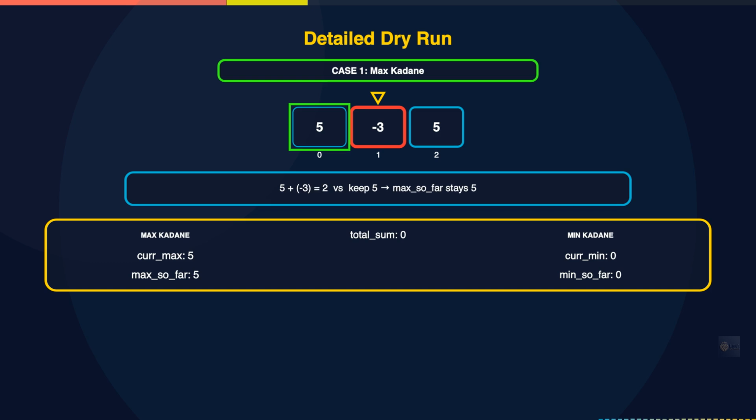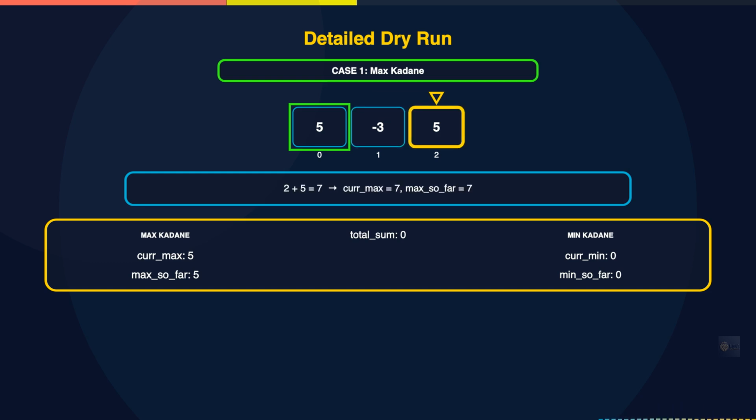At index 1, we see -3. We ask, should we extend the previous streak? 5 plus -3 equals 2. Or should we start fresh at -3? 5 is better, so we keep 5 as our current max and max so far. The best middle subarray still ends at index 0.